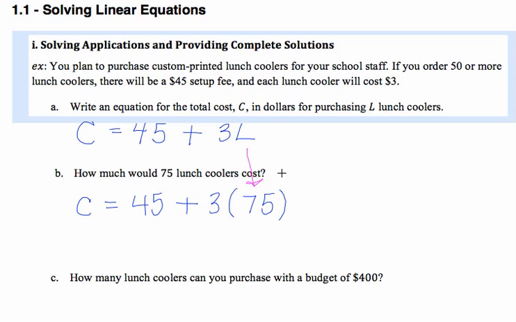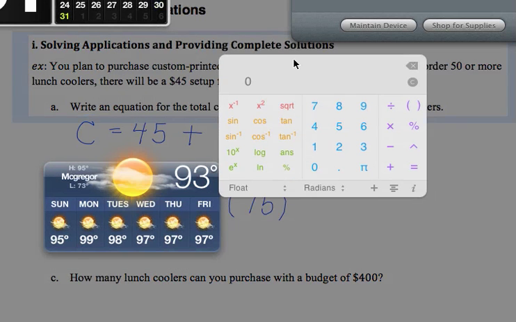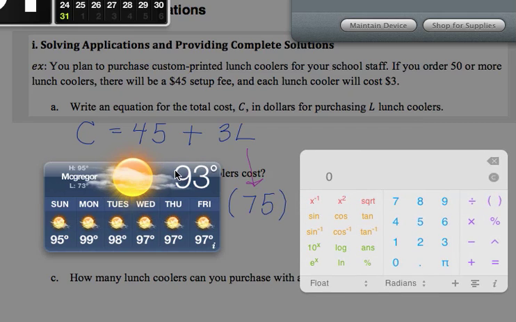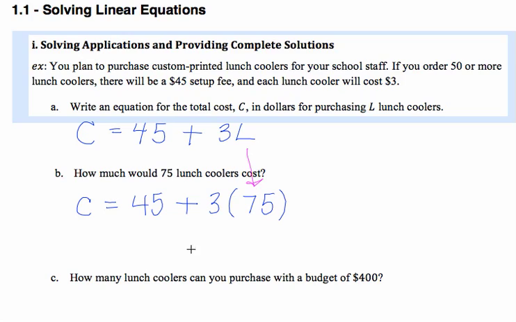If you can't do that in your head, that's completely okay. That's a good use of a calculator right there. I'm going to pull my calculator up. I'm not sure if y'all can see this in the recording. I'll have to check that out later. But I'm going to do 3 times 75. 3 times 75 is 225.